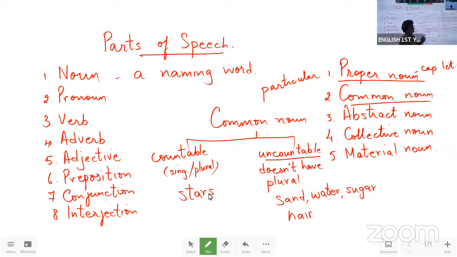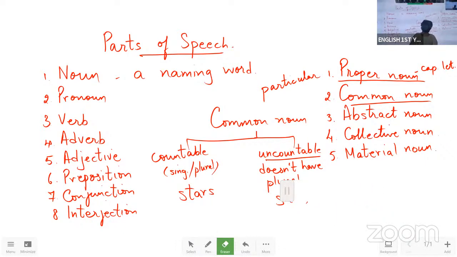Uncountable does not have the plural sound. Like sugar. You can't say sugars. Many people write hairs, but that's a mistake. Uncountable does not have an S. When we ask for sugar, we don't say, give me sugars. You say, give me a little sugar, lots of sugar. But this is important, that it does not take up plural sound.